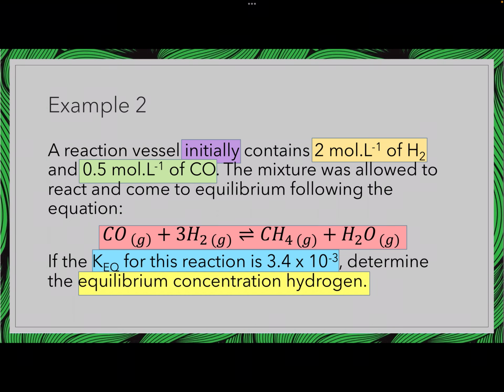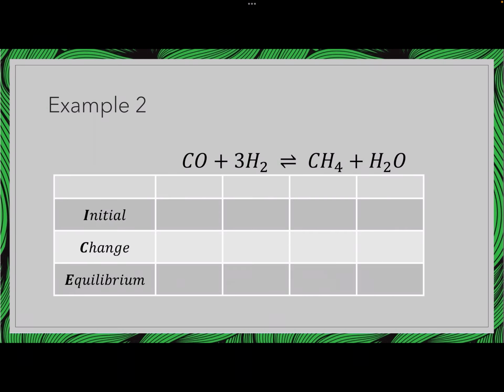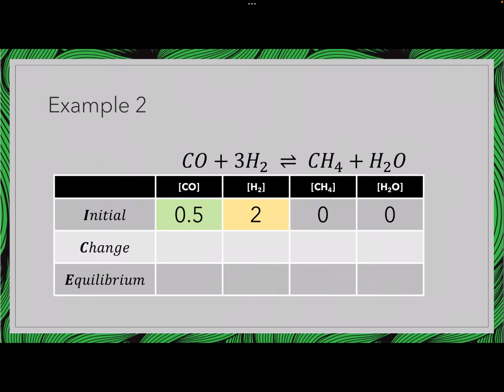Set up our ICE table. Start filling it in. We were told the initial amounts of carbon monoxide and hydrogen, okay, which also implied that the other ones started at 0. So our carbon monoxide starts at 0.5, hydrogen starts at 2, methane starts at 0, water starts at 0. So we can see immediately there that all of the reagents are going to shift away from the reactants and go to the products because our products can't go below 0, so they're going to have to increase.